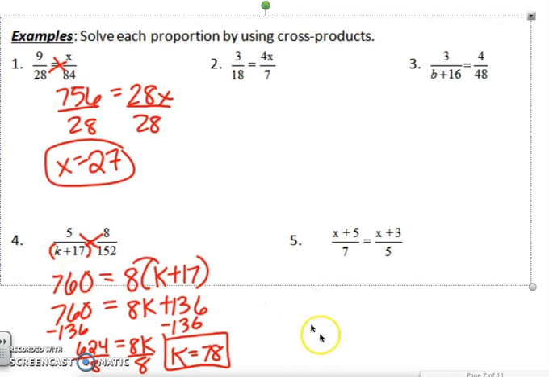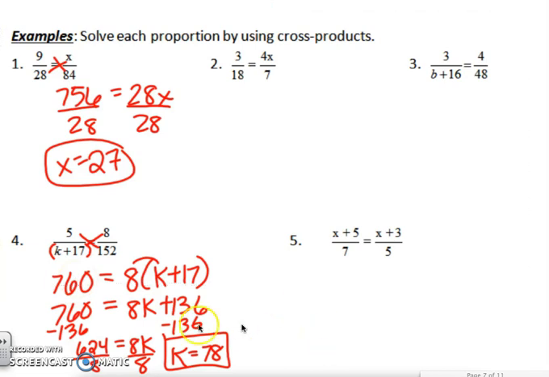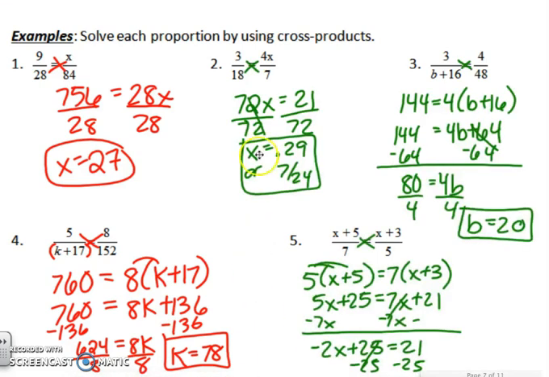So why don't you try 2 and 3 and 5 on your own, press pause, and we'll go over them. So for number 2, when you cross multiply, you could have got 0.29, or you could have left it as a fraction, 7 over 24. On 3, cross multiply and then distribute, and you should have got b equals 20.